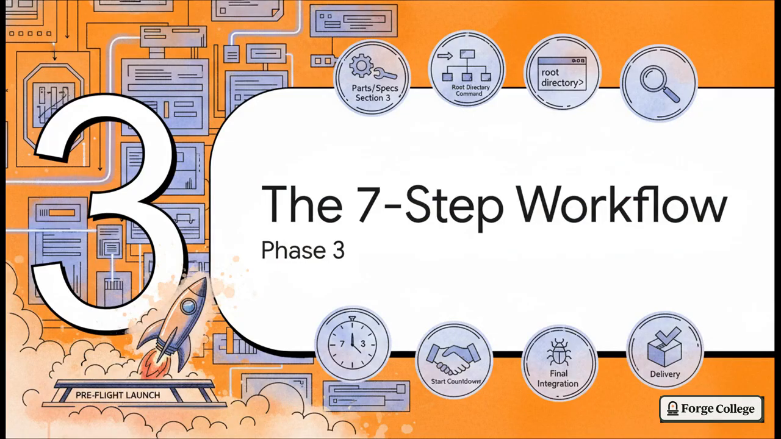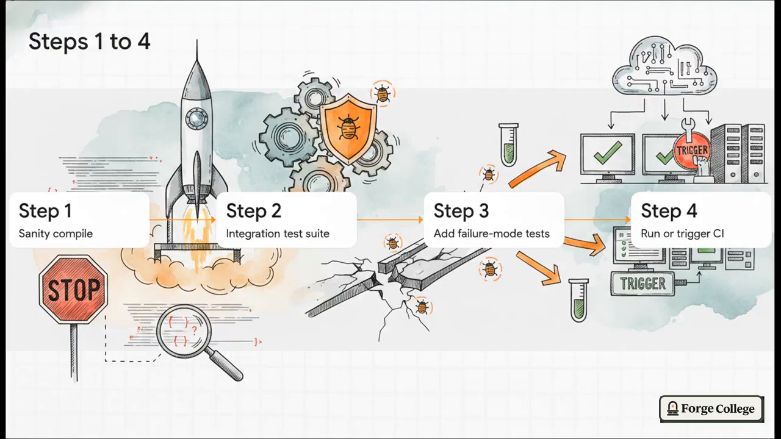All right, let's get into Phase 3, the 7-step workflow. It's time to fire up the actual pre-flight launch sequence. Okay, you're going to execute these directly from the root directory. Step 1 is our sanity compile. Think of it as our static fire test. Run your compile command to catch any super obvious typos or missing brackets.